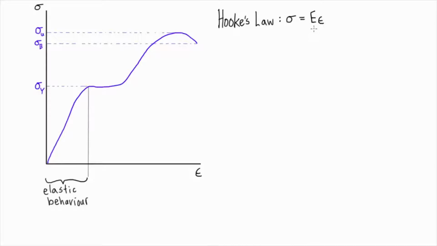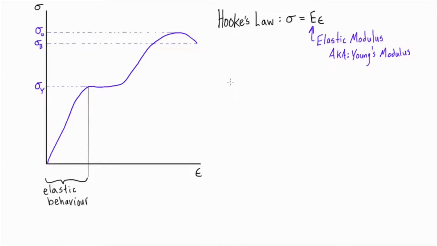So this capital E here is the elastic modulus, and it's also called the Young's modulus. It's the slope of this straight part of the stress strain curve in the elastic region. For this equation to work out, its units are the same as stress, because if you remember, strain here is unitless.